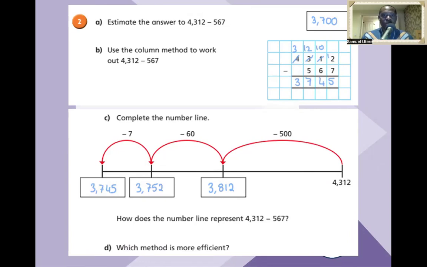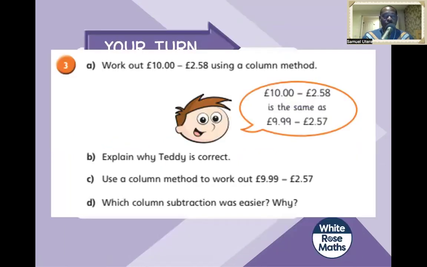Which method is more efficient? Okay, you can now see that looking at different problems, you can see which is more efficient. Now, personally, I would use the column method if I'm required to write something, or I would do the estimate really quickly. So in this case, it's a matter of choice depending on the situation that you're dealing with. Pause the video and answer question 3 in 2 minutes.